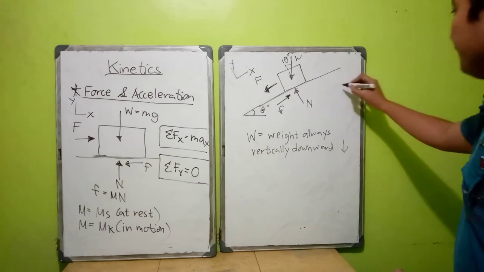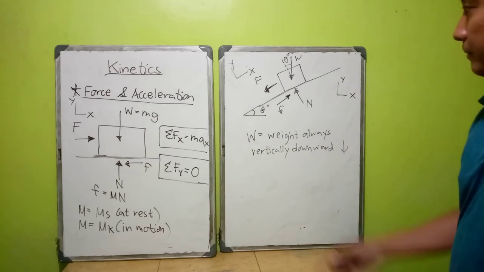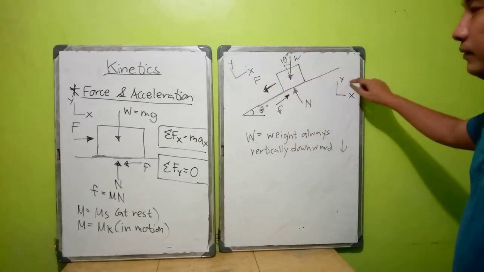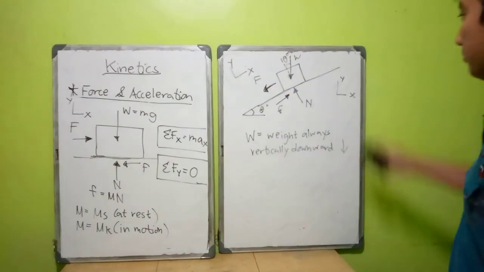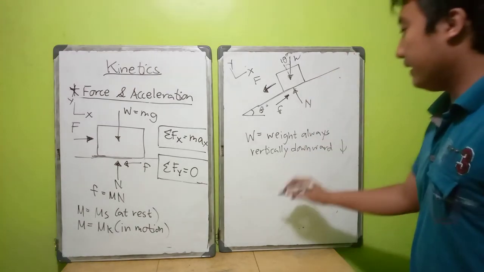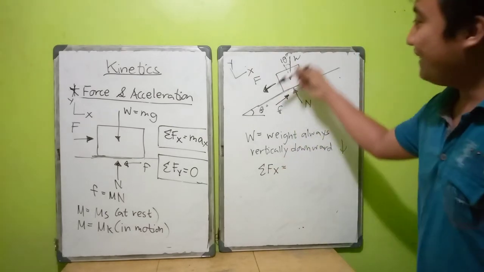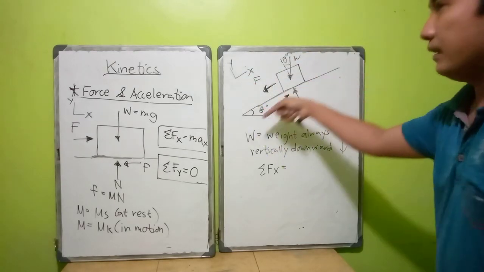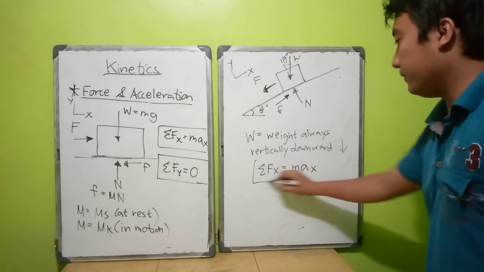You can also use x and y like this, but there will be a lot of forces involved because you have to convert all of these forces into the x and y axes, which are horizontal and vertical. So it is easier if you use this one. So how do we know? In the x direction, obviously, this is our x axis here, which is parallel to this surface. So it is equivalent to mass times acceleration x. So you use this formula.